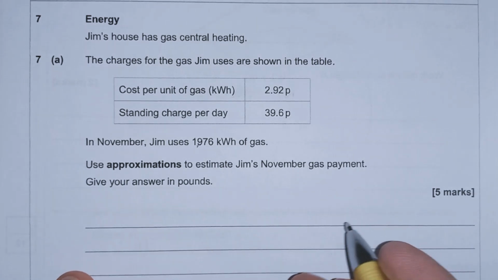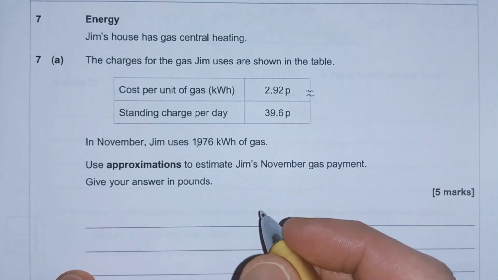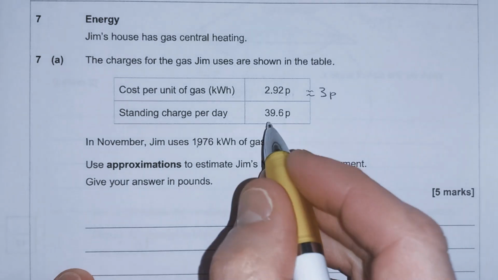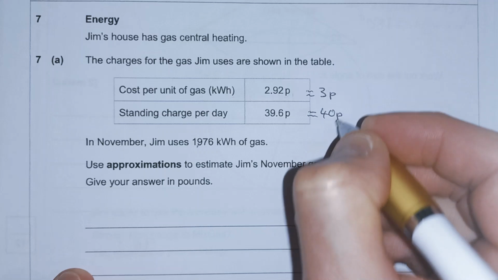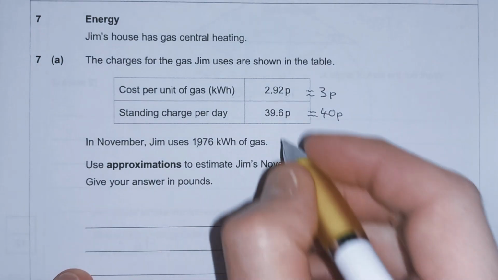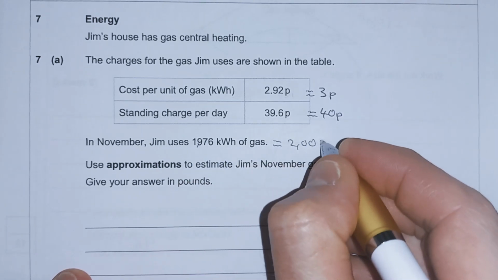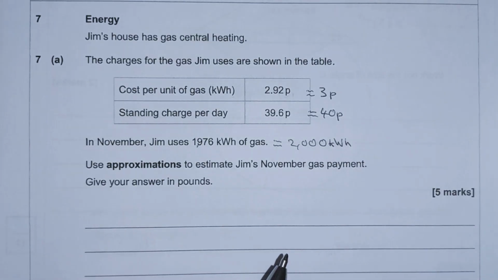Right, approximations. So straight away I'm going to say 2.92p is about 3p, and 39.6p is about 40p. What about 1,976 kilowatt hours of gas? Well, that's very close to 2,000 kilowatt hours. Right, so we've done the approximations. Now we can do our calculations.